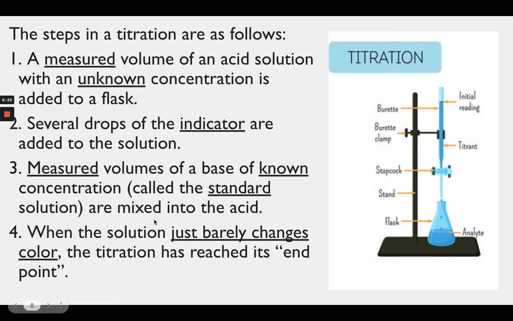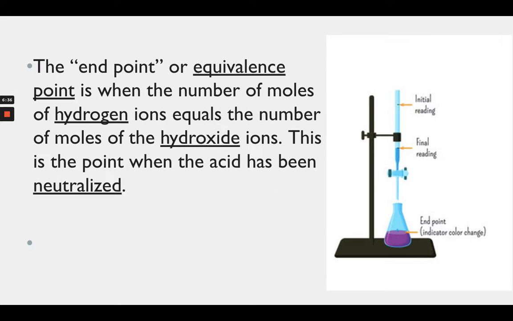When the solution just barely changes color, the titration has reached its endpoint. And the endpoint is the neutralization point, exactly when the moles of acid equal the moles of base. So the endpoint, or equivalence point, is when the number of moles of hydrogen ions equals the number of moles of hydroxide ions. At that point, the acid will have been neutralized because we will have neutralized all the hydrogen. We'll have an equal amount of hydrogen ions as hydroxide ions, and that will be our neutralization point.